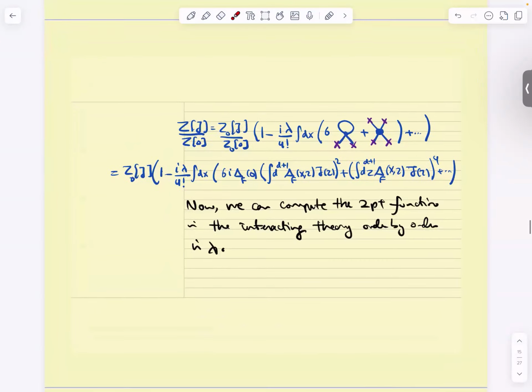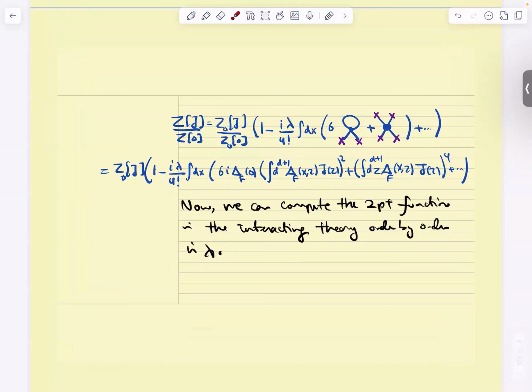All right, so what does it look like? At the first order, you get this expression. This is the generating functional of the interacting theory, normalized. It is the generating functional of the non-interacting theory, normalized, multiplied by 1 minus the first order correction, and so on and so forth. Right? It should be obvious that all of these guys should have crosses, right?